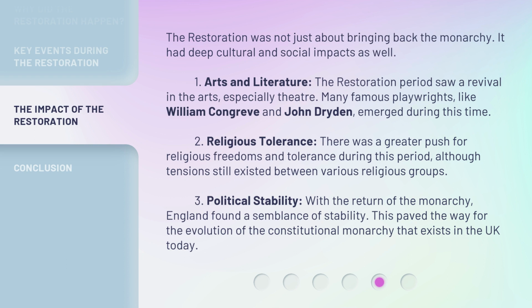2. Religious tolerance. There was a greater push for religious freedoms and tolerance during this period, although tensions still existed between various religious groups. 3. Political stability. With the return of the monarchy, England found a semblance of stability. This paved the way for the evolution of the constitutional monarchy that exists in the UK today.